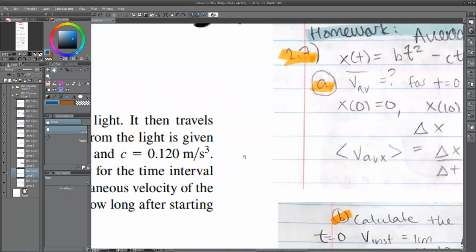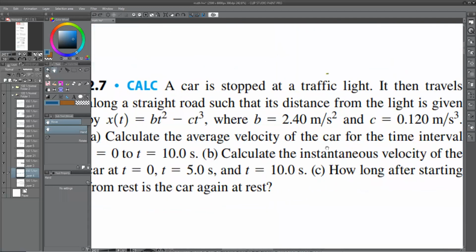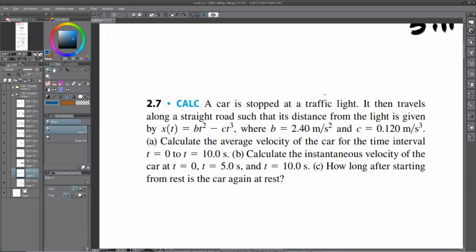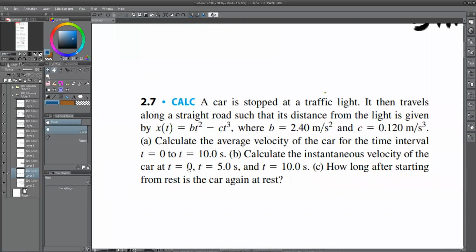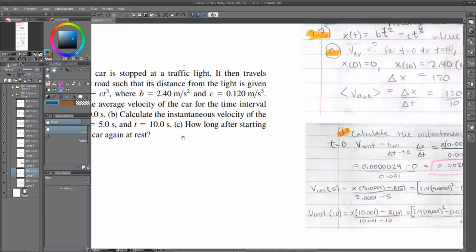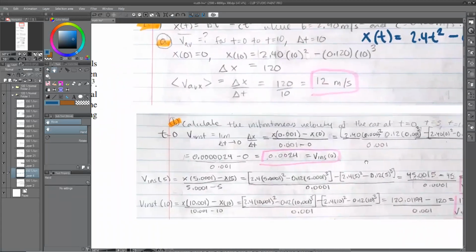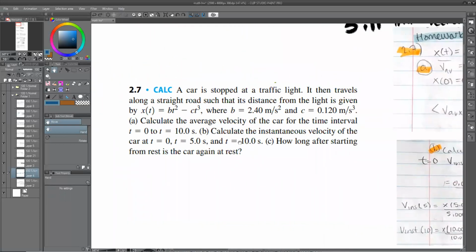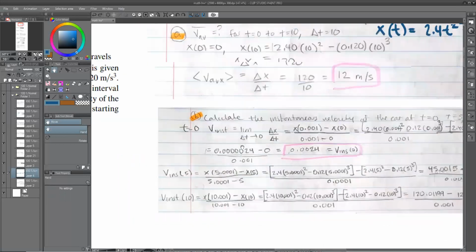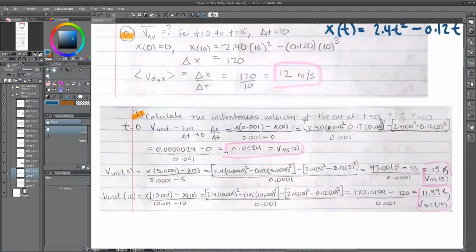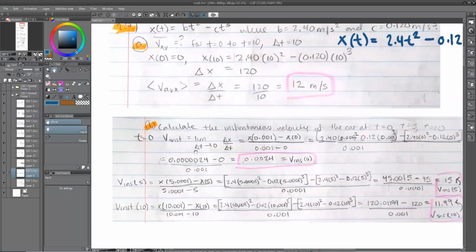Now for part B, it's asking you to calculate the instantaneous velocity of the car at t equals 0, t equals 5 seconds, and t equals 10 seconds. The instantaneous velocity sounds complicated, but it's not really that complicated. So we're just going to do the first section of this problem. It looks complicated, but it's not really. So let's do it for t equals 0 first.